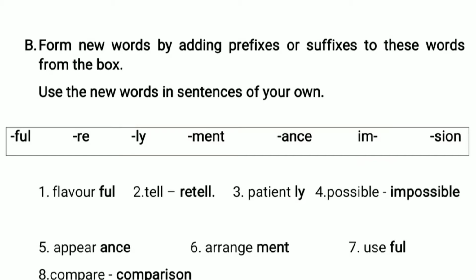And now number 4, possible. In front of possible, I will write I-M. So it becomes impossible. And then children, look at question number 5. Appear. And after the word appear, that's the root word. Appear is the root word. Now we are going to add suffix or prefix. I think we have to add suffix. So what we will do? We will write A-N-C-E and it will become appearance. And now children, number 6, arrange, and we will add behind that ment. So it will become arrangement.